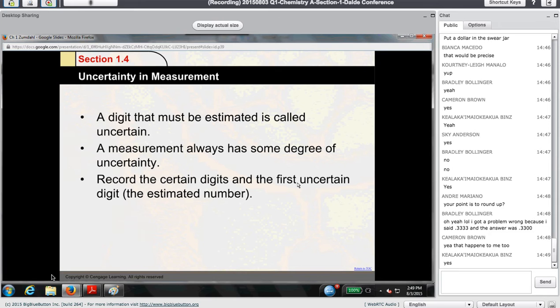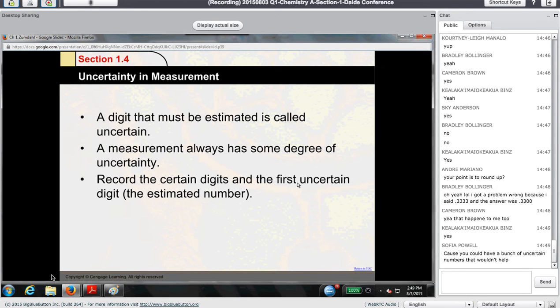All right. Bradley, yes, I think that on one of the questions I asked on one of the quizzes, that's the problem you would have. The answer is 0.333, and I wanted 0.3300 or something like that. I'll take a look at exactly what one of those things was, because you could have a bunch of uncertainty numbers that wouldn't help. Yeah, exactly. All right, so let's talk about this stuff.